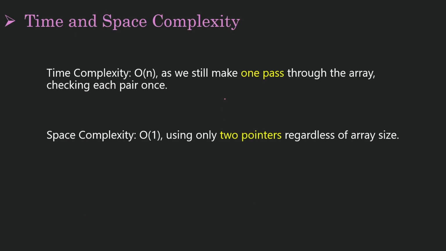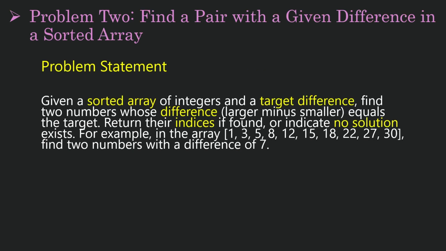Time complexity, O of n, as we still make one pass through the array, checking each pair once. Space complexity, O of 1, using only 2 pointers regardless of array size. The 2-pointer approach is conceptually clearer, as it explicitly tracks the pair being compared, but the complexity remains the same as the simple method.